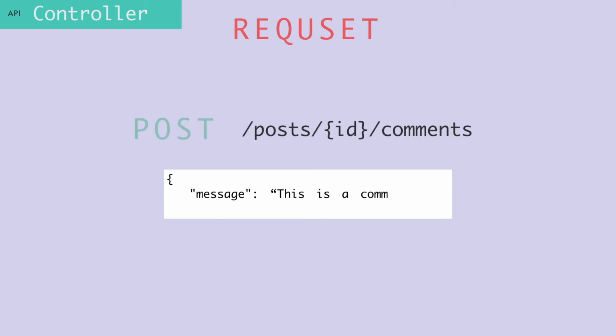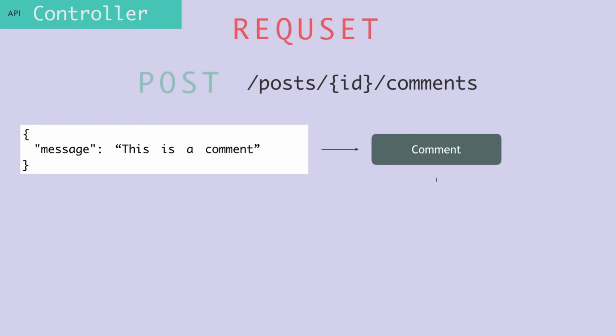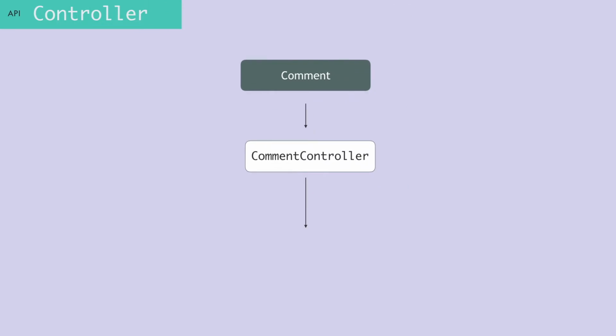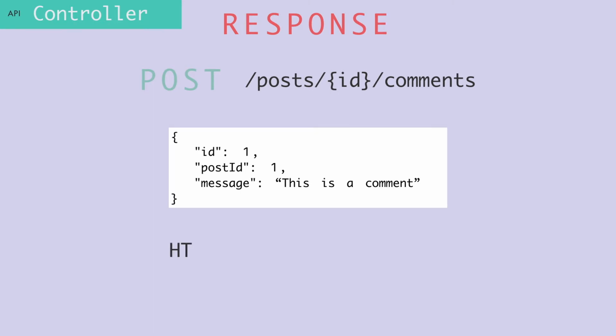So for this post request, we will be sending this JSON in the request body. The comment controller will receive it as a comment entity, and it should return the created comment. So in the HTTP response, we should get this JSON and the status code 201. Notice that this JSON has the comment ID, which is generated while saving the comment in the database.